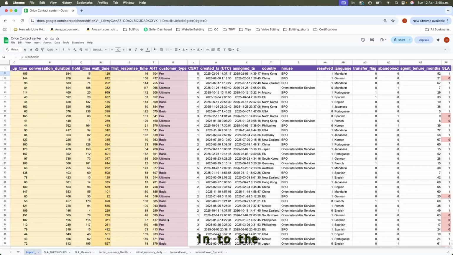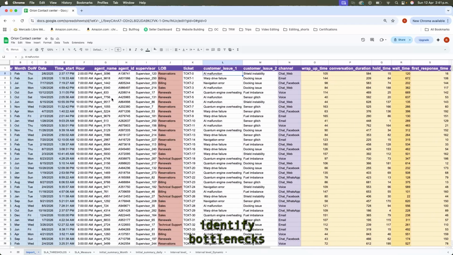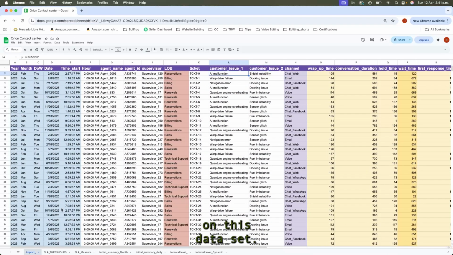If you work in the contact center industry, you will find this extremely useful. But if you are a complete beginner on Google Sheets, you are also gonna find this interesting because the usage of the formulas is gonna help us identify bottlenecks and red flags on this dataset.